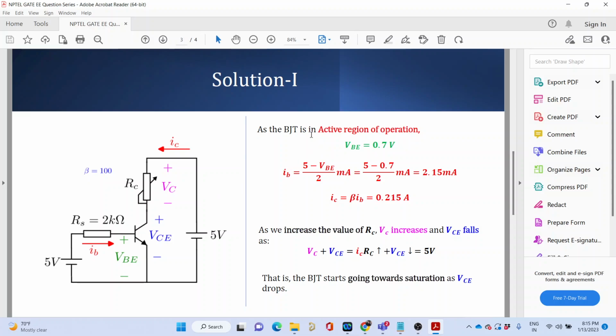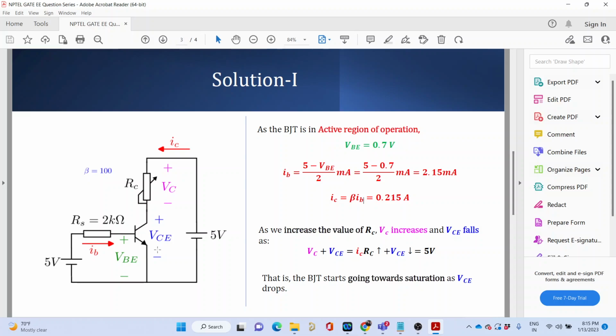What I am saying is this relationship, IC equal to beta into IB, is valid only when this transistor is in active region. In the second step, you have replaced VCE by 0.2, which means the BJT has gone into saturation region. In one part you are using this relation, in another part you are using VCE is 0.2. Can you tell me why you can do that?